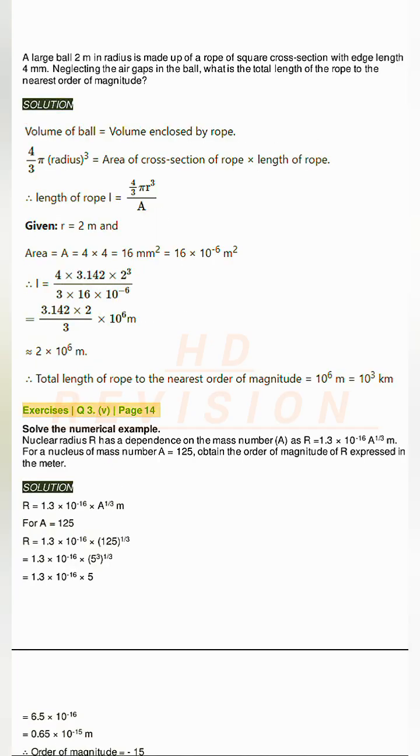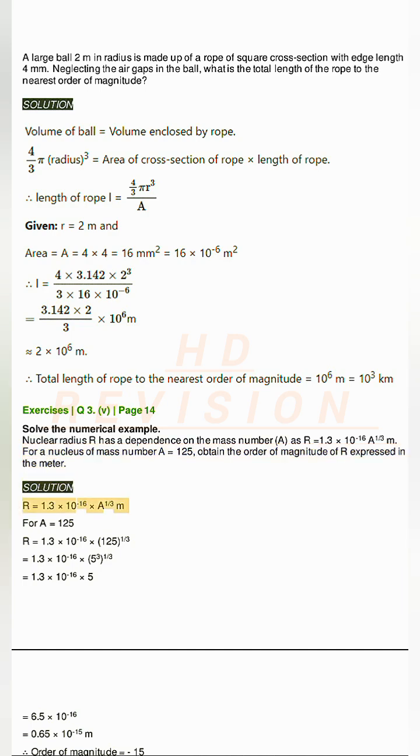Page 14. Solve the numerical example. Nuclear radius r has a dependence on the mass number A as r equals 1.3 times 10 to the power minus 15 times A^(1/3) meters. For a nucleus of mass number A equals 125, obtain the order of magnitude of r expressed in meters. Solution.